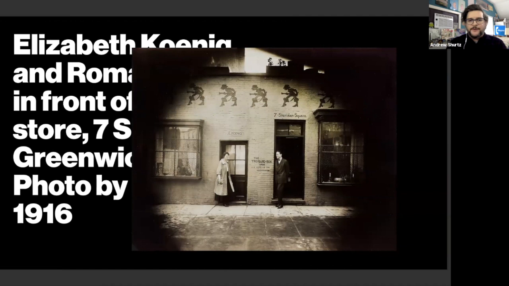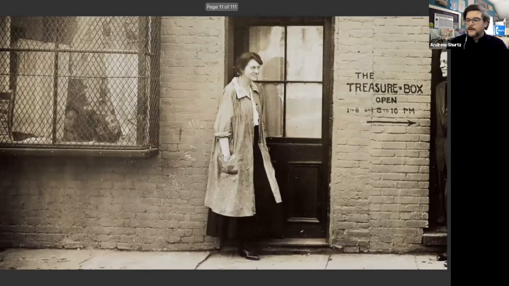In the photo, Elizabeth was an artist and an illustrator, and this is her in front of her studio. That's her studio on the left. On the right is Romaine. He's the proprietor of this place called the Treasure Box, which was this semi-legendary, artsy, hip antiques and other goods store. And they basically just look really cool.